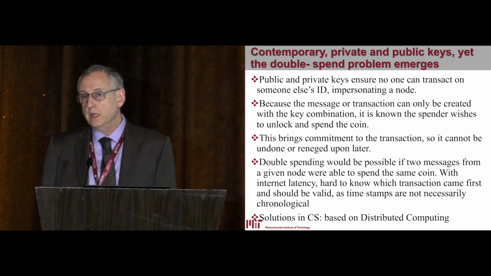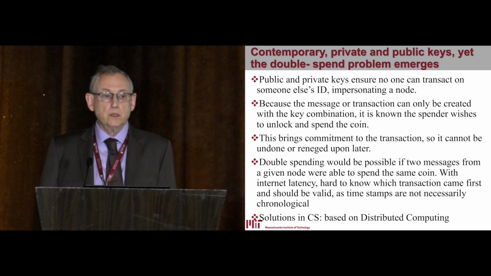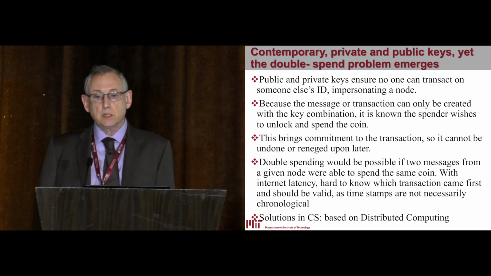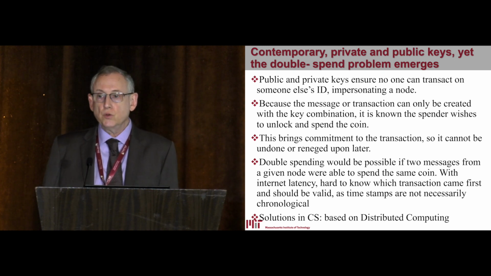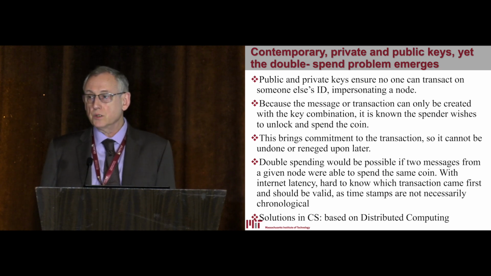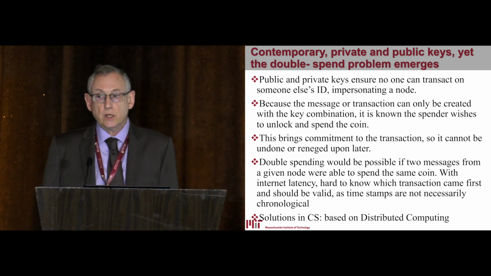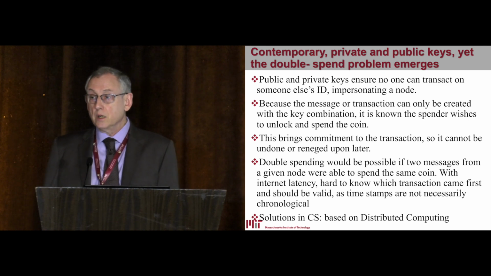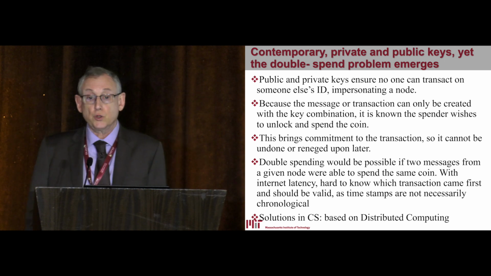Still, double spending is possible if two messages were sent from a given node able to spend the same coin. That is possible due to internet latency, where transactions do not appear on the other end instantaneously, and it only takes a few seconds to spend something twice. Therefore, it would be hard to know which of the two transactions is valid, because the timestamps are not necessarily in chronological order.